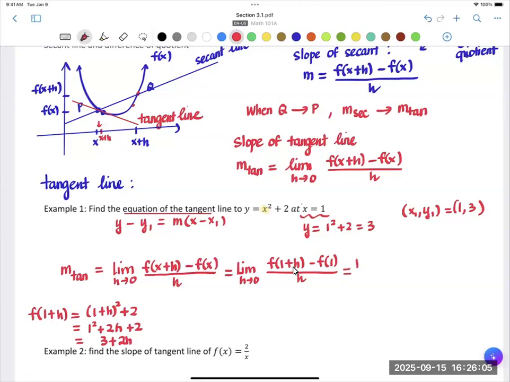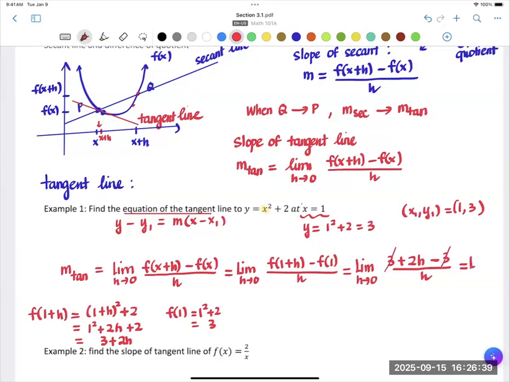So the limit as h approaches 0 of 3 plus 2h, and then minus, what is f of 1? f of 1 is the y value, it's 3. f of 1 is 1 squared plus 2, which is 3, and that is the value we found above. So we're going to put that in here, minus 3, over h. And simplify the expression. You can see 3 and 3 cancel out, so we got that gone.